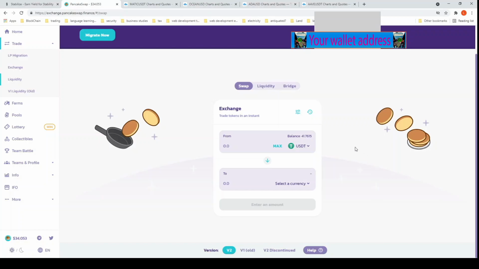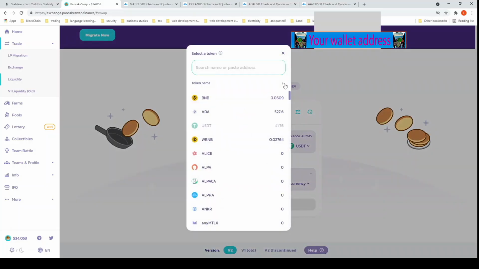What I'm going to do today with this USDT is wrap it as a ZSB wrap in a stabilized finance protocol strategy. Okay, so I'm on Pancake Swap. I bridged some stuff over. I'm using my VPN, but I'm here at Pancake Swap. I've got 41 USDT. I'm going to max that out because I don't need it.